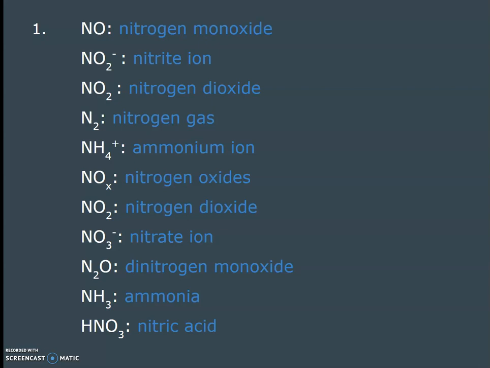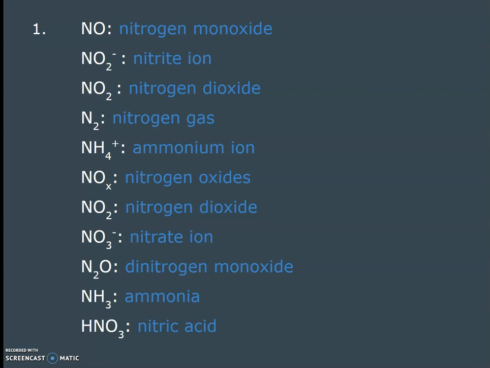So we have gases like nitrogen monoxide, and then a nitrite ion. So something with a charge is an ion, and that would be important to the nitrogen cycle. Nitrogen dioxide, nitrogen gas, which is the big store of nitrogen in the nitrogen cycle, so nitrogen in the atmosphere. Ammonium ion, which is that NH4 plus. We use that symbol of NOx to mean any sort of nitrogen oxides.